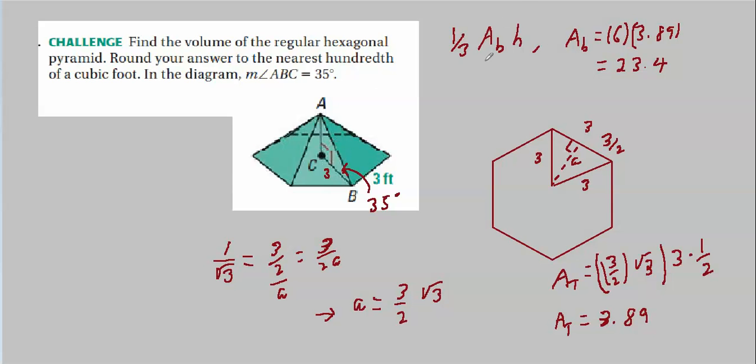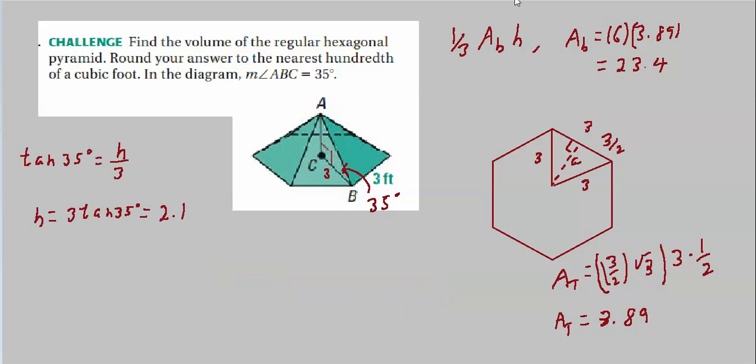Now that we know what this is, we can use the tangent, opposite over adjacent, and get this height here. So if I set this up, tangent of 35 degrees is opposite, that's h, over adjacent, and it has length 3. I get that h equals 3 times the tangent of 35 degrees, or about 2.1. That's the h I'm going to use over here.